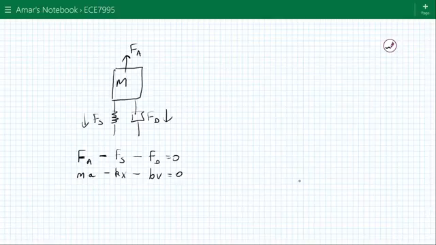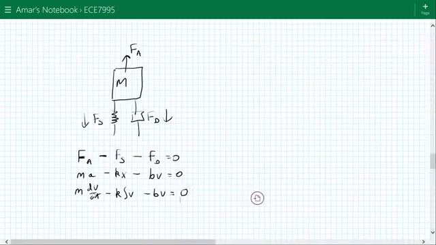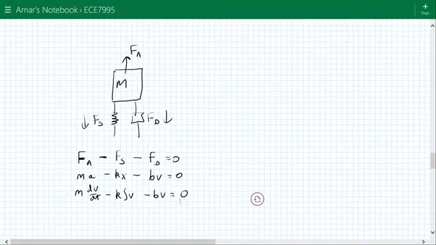So this becomes m dv/dt minus k times the integral of v minus bv is equal to 0. Remember, acceleration is dv/dt, and displacement is the integral of the velocity. So we have this equation in terms of one variable, the velocity v: m dv/dt minus k integral of v minus bv is equal to 0. That's an equation describing the system. Now, in the electrical equivalent model, let me just draw this out here next to it.